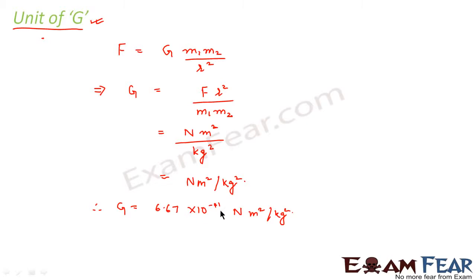I hope it is clear how we get the units of different quantities. It all depends on the units of the quantities on which this particular quantity depends. So we learned what the universal law of gravitation is, the mathematical expression of the universal law of gravitation, how we calculate the value of the gravitational constant, and the unit of the universal gravitational constant.